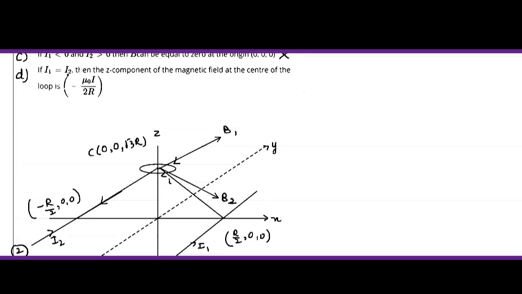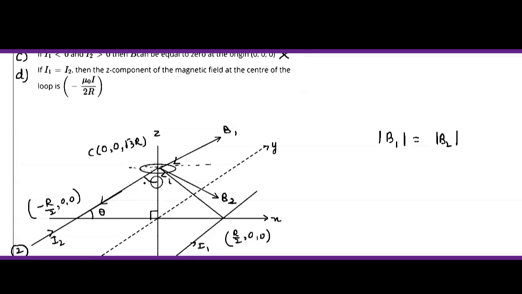Now the values of I1 and I2 are the same. That means mod B1 would be equal to mod B2, because the distance from here to here is the same as the distance from here to here. So the magnitudes of B1 and B2 would be the same. Now it is just the direction, so we find what would be the direction. Let us suppose this angle is theta. So this angle is 90 degrees.